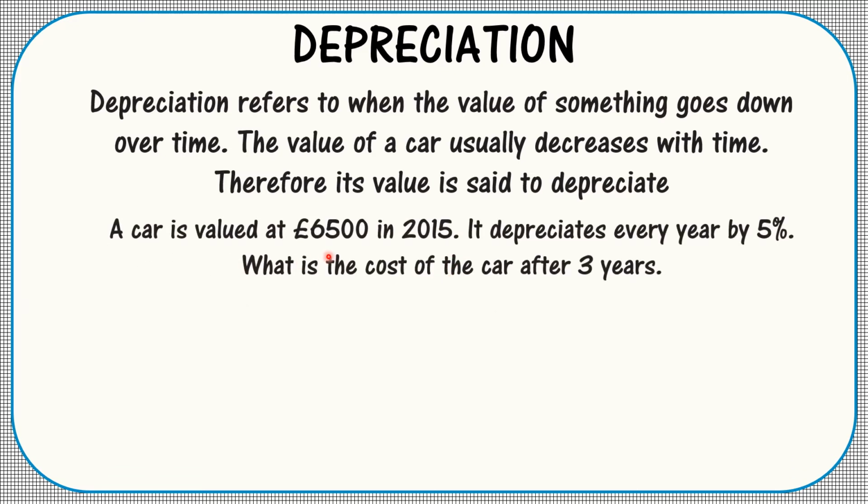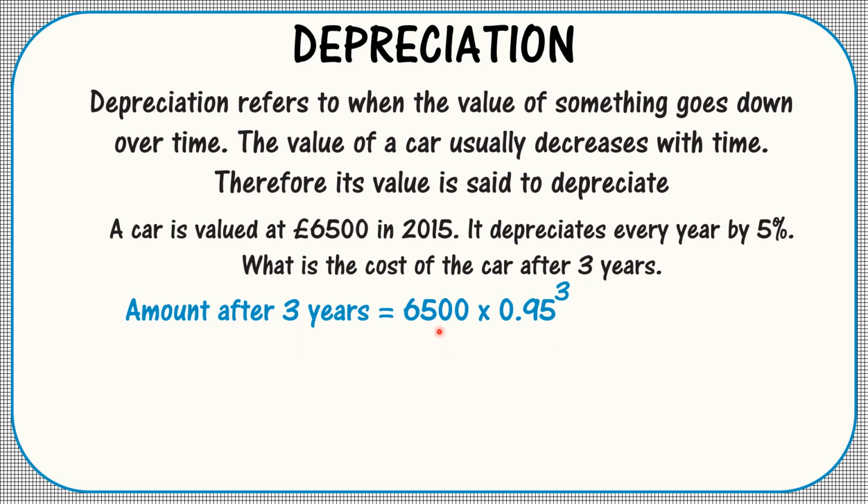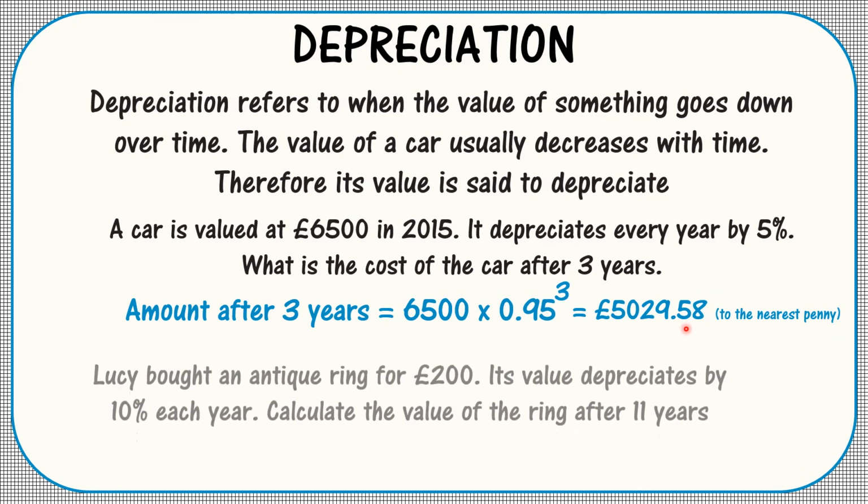A car is valued at £6,500 in 2015. It depreciates every year by 5%. What is the cost of the car after 3 years? So again, we can use the formula from the previous slide. The amount after 3 years is equal to the initial amount, which is 6,500 times 0.95, which is a multiplier, to the power of 3 because we are working for 3 years. Once you put this into your calculator, you get an answer of £5,029.58 to the nearest penny. Always remember to round your answers so that there is only 2 numbers after the decimal place.